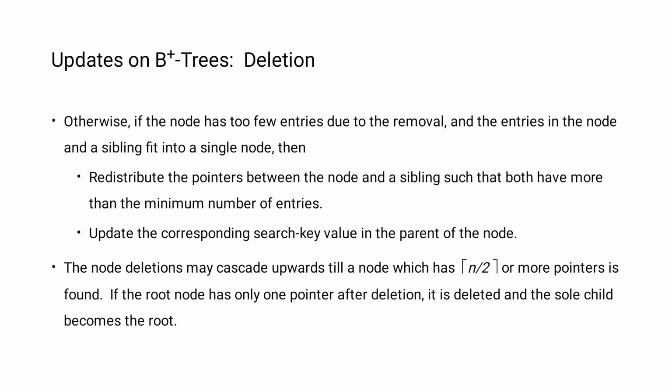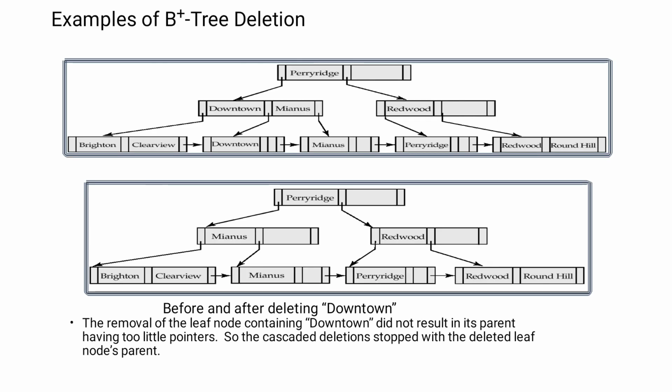Otherwise, if the node has too few entries due to the removal, and the entries in the node and the sibling do not fit into a single node, then we have to redistribute the pointers between the node and the sibling such that both have more than the minimum number of entries, and update the corresponding search key value in the parent of the node. This deletion may cascade upwards till a node which has ceil of n by 2 or more pointers is found. If the root node has only one pointer after deletion, it is deleted and the sole child becomes the root. This is the before and after deleting Downtown.